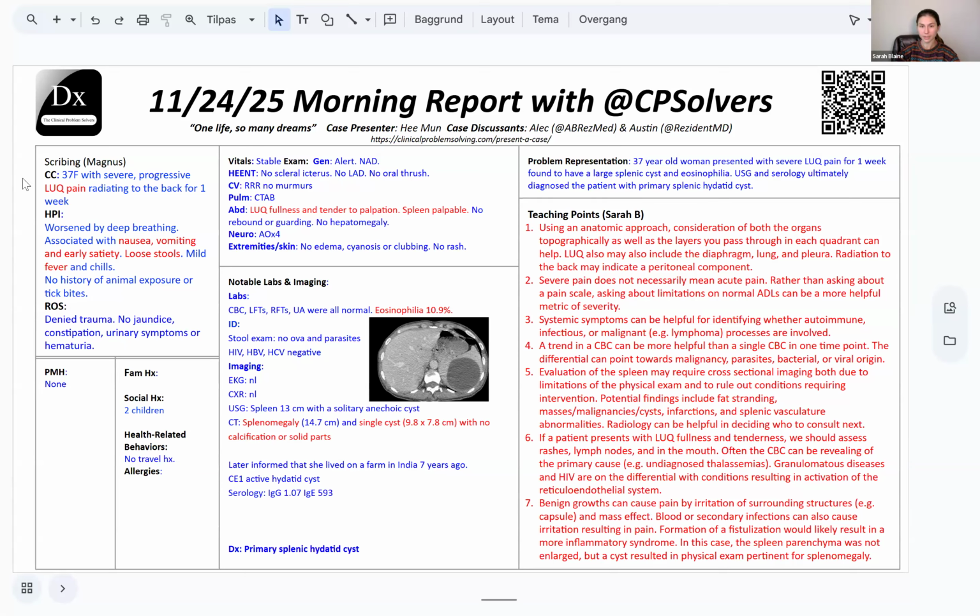And then benign growths can cause pain by irritation of surrounding structures, such as the splenic or liver capsule, or mass effect. We also talked about blood or secondary infections of benign growths causing irritation that could result in pain. Another potential cause of pain in a benign growth could be formation of fistulization between the GI tract or another place that would result in inflammation, resulting in pain. And then in this case, the spleen parenchyma was not necessarily enlarged, but the cyst itself resulted in a physical exam finding pertinent for splenomegaly. So yeah.